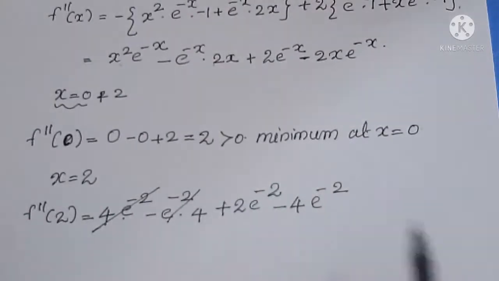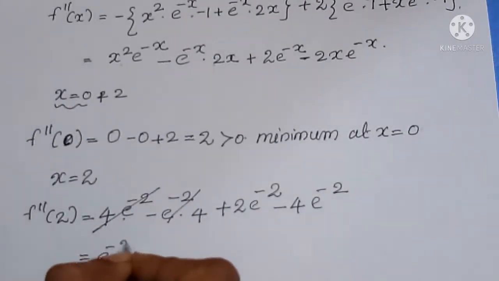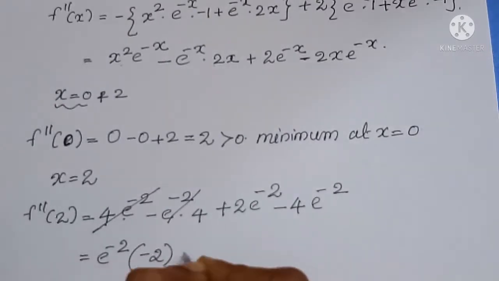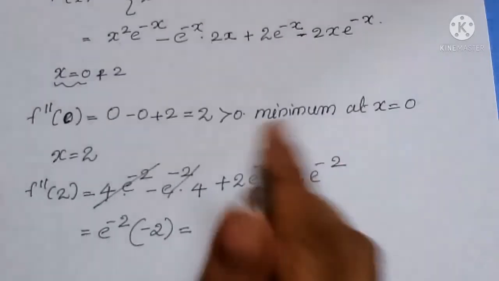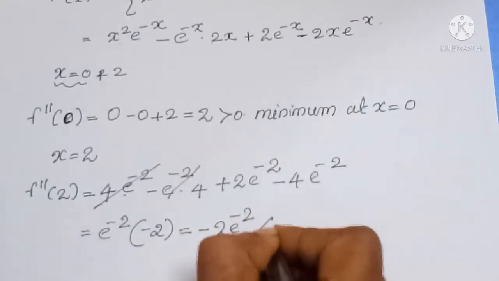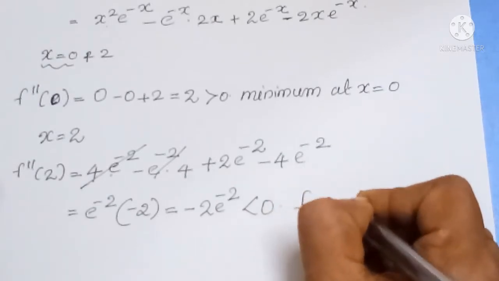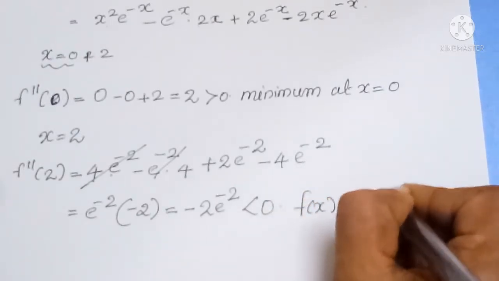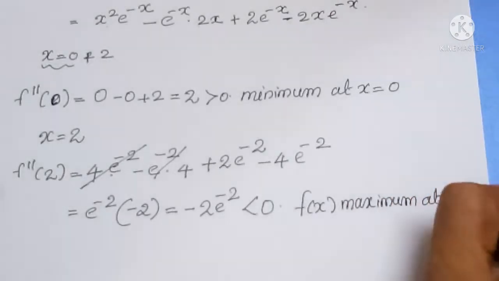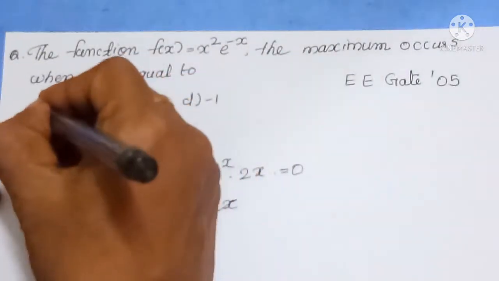We can cancel. Here e raised to minus 2 we can take outside. 2 minus 4 become minus 2. So here we get a minus value. That means minus 2 e raised to minus 2. So it should be less than 0. That means f of x is maximum at x is equal to 2. So what is the answer? X is equal to 2, option A.